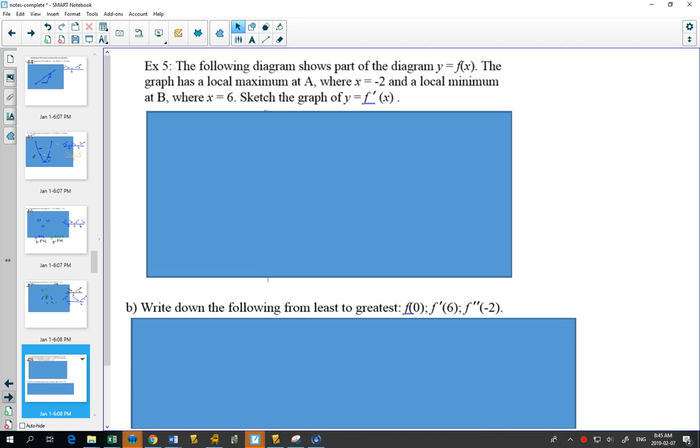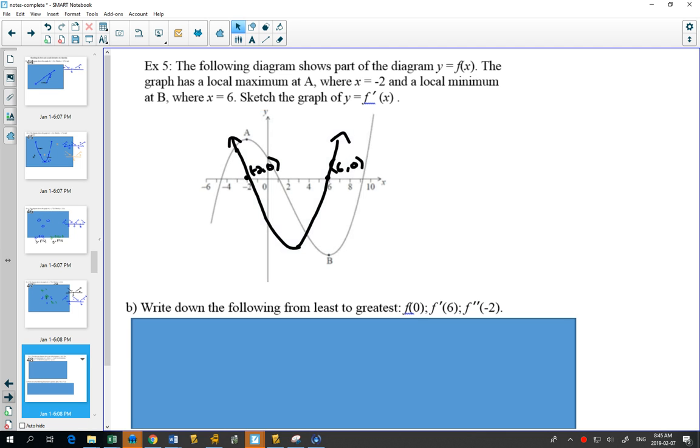The following diagram shows part of y equals f of x. The graph has a local maximum at A, where x equals -2, and a local minimum B, where x equals 6. Sketch the graph of the derivative. Since at A and B the tangents would be 0, these are the key points they're looking for on the derivative.